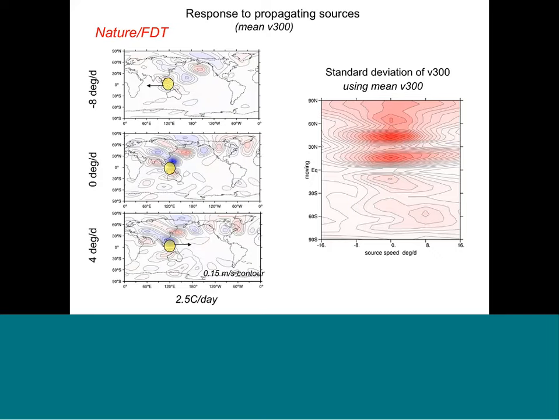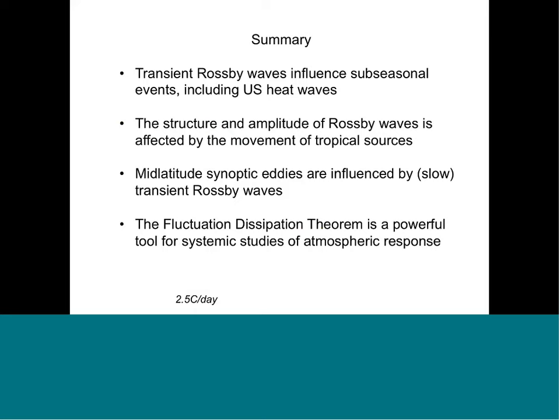So the last panel is just a summary to, again, point out that these transient Rossby wave events can have a big influence on the U.S. in particular. I showed you an example of how they're influencing the likelihood of heat waves, but mostly my message is that if these transient Rossby waves are stimulated from the tropics, their structure and amplitude is highly dependent on the movement of the source, how fast that source is moving. And the last thing I wanted to just reinforce is this idea that this fluctuation dissipation theorem seems to be a powerful tool for systematically looking at problems like this.